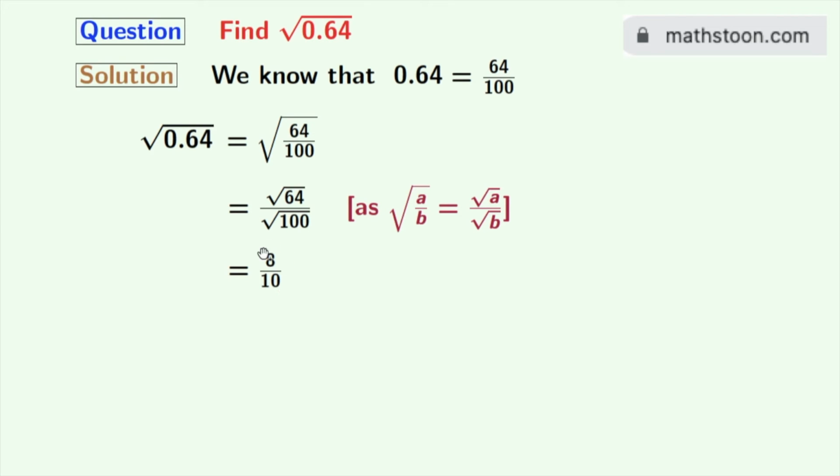Now if we express this fraction as a decimal number, we get 0.8. So finally we get square root of 0.64 is equal to 0.8 and this is our final answer.